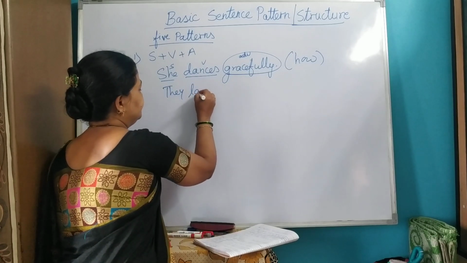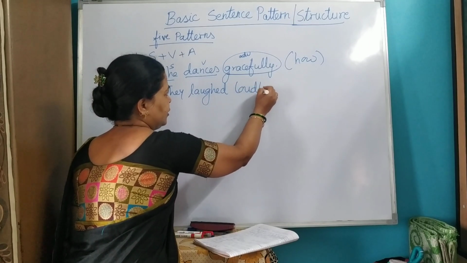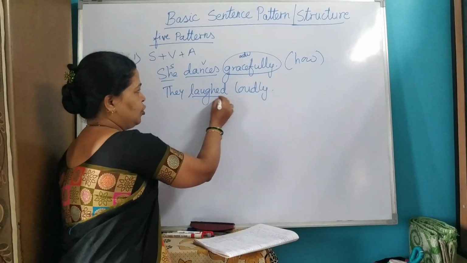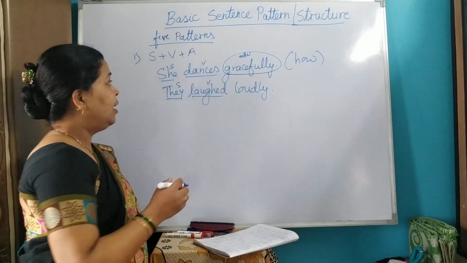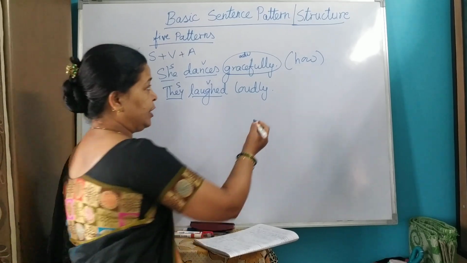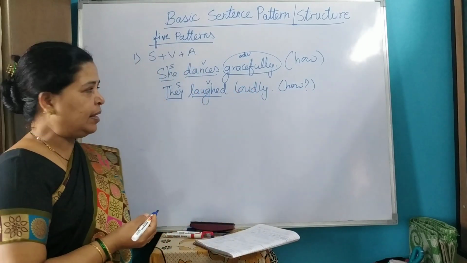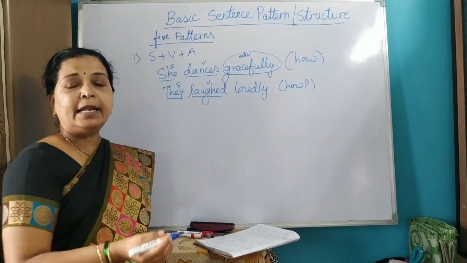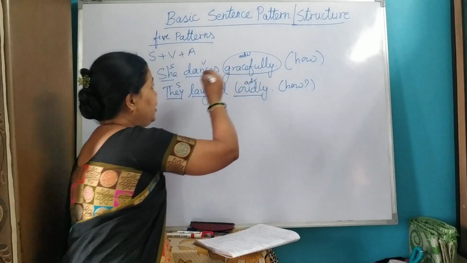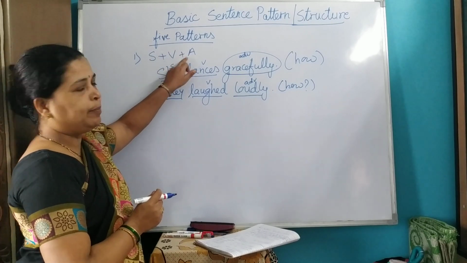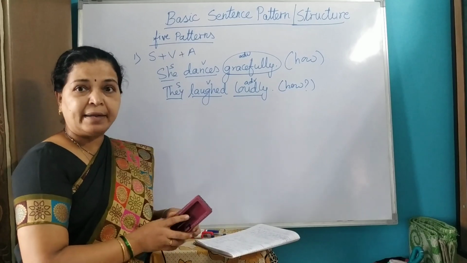They laughed loudly. Okay, so laughed is your verb. Who laughed? They. They is your subject. Laughed how? Loudly. So again here, the word loudly is describing the action laughed. It is telling us the manner of the action. So it is an adverb. Got it? So this is your S plus V plus A. Got it? So now let's do the second pattern.